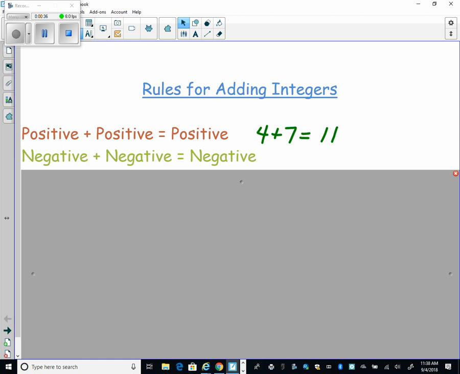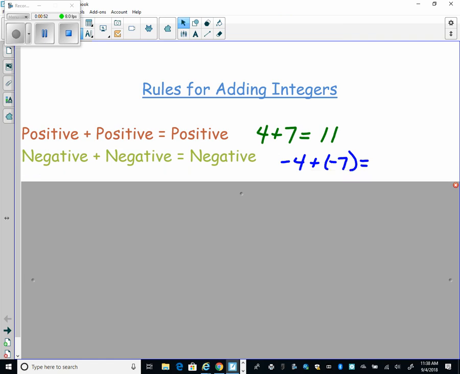Our next rule, negative plus a negative. If you are adding two negative numbers together, so we'll use the example negative 4 plus negative 7. If you're adding those two negatives together, we actually ignore the signs. So it's like we're taking the absolute value of each number. We just simply add 4 plus 7 is 11. And then your answer is going to be negative. So if you have two positives or if you have two negatives, you just simply add the numbers together and then you keep the same sign for your answer.